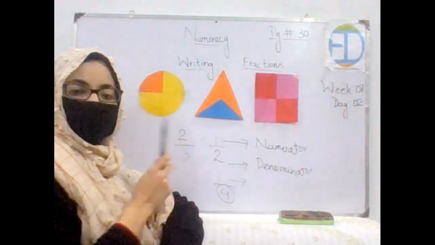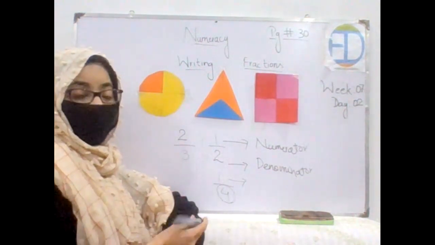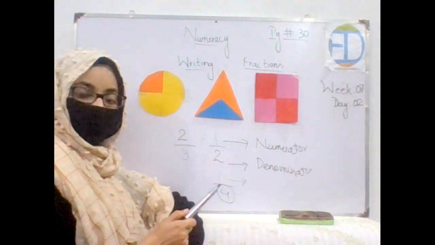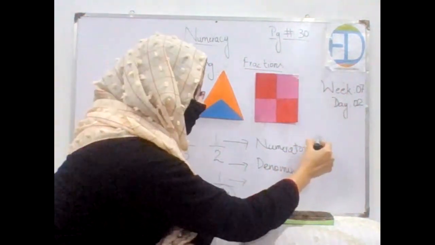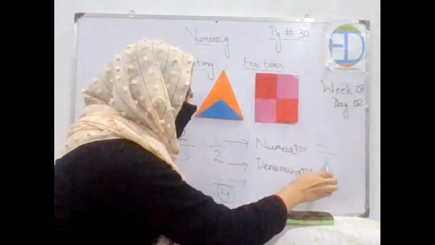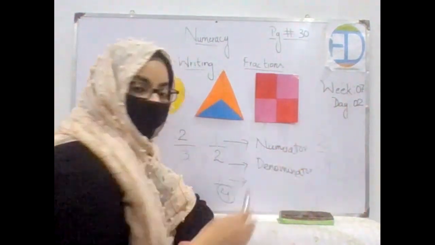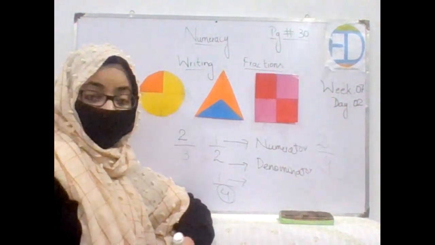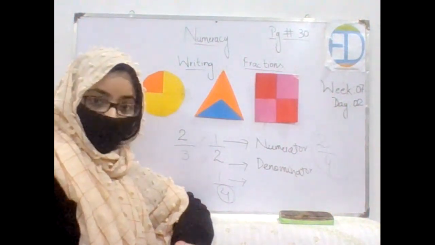Now look at this one. If I ask you how many of its parts are in red color, or how many of them are shaded in red, what would you tell me? They are 2, right? And what is the total number in which it is divided into? 4. Got it? Any confusion? No?